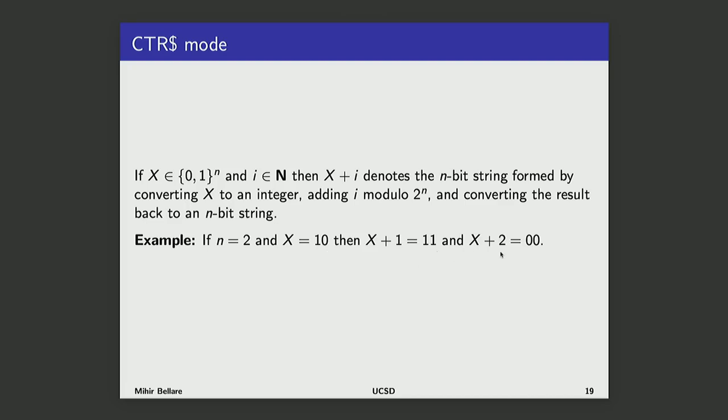How about x plus 2? I take this, add 1, that gives me actually 4, but when I convert to binary, I drop the leading bit because I want to stay in 2 bits. So more generally, x plus i says convert x to an integer, do the addition with i, but do it modulo 2 to the power n, and then convert the result back to a string. But I think it's pretty intuitive.